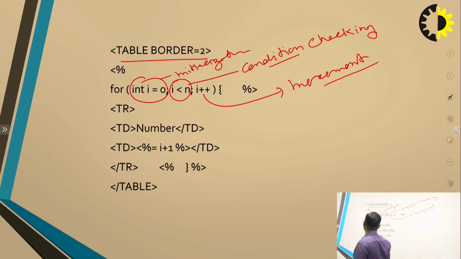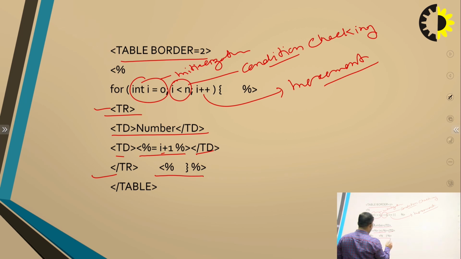Then use the tr table, then tr open and tr close. Here td number, then td, here we will use i plus 1, td, then percentile and close, then close the table. In this way we will create a table and the border of the table.